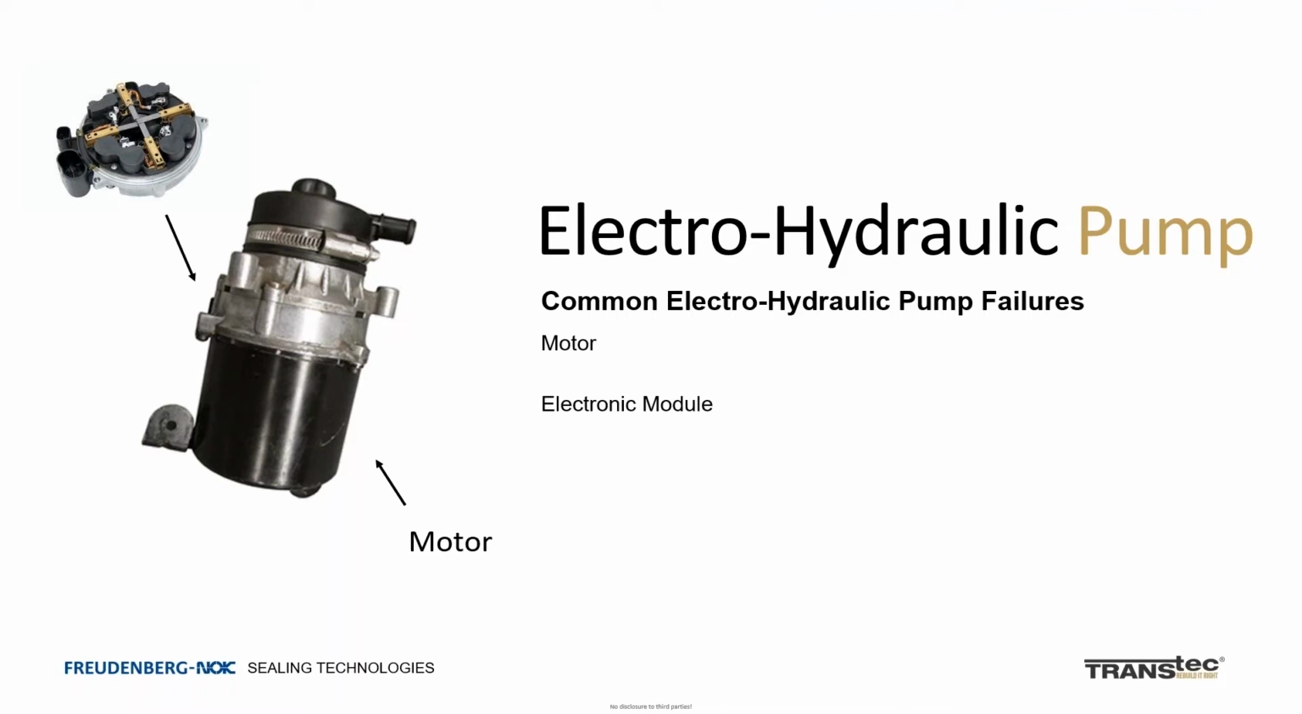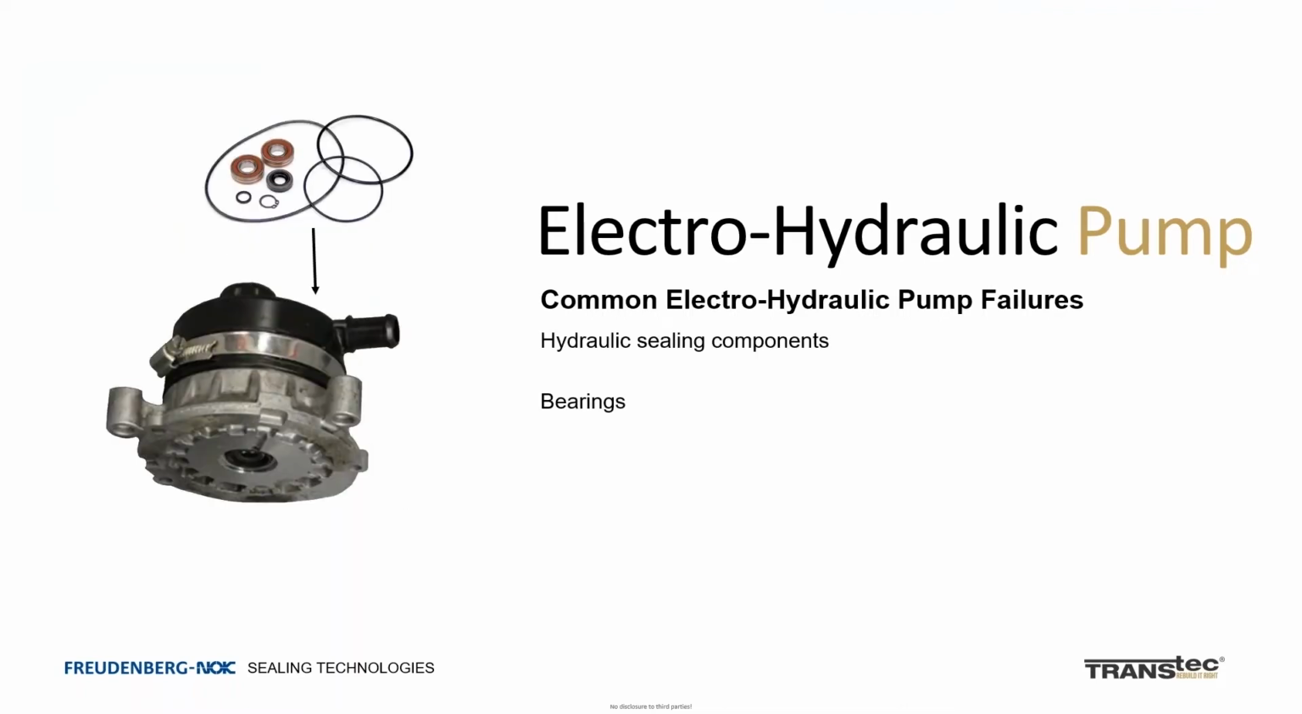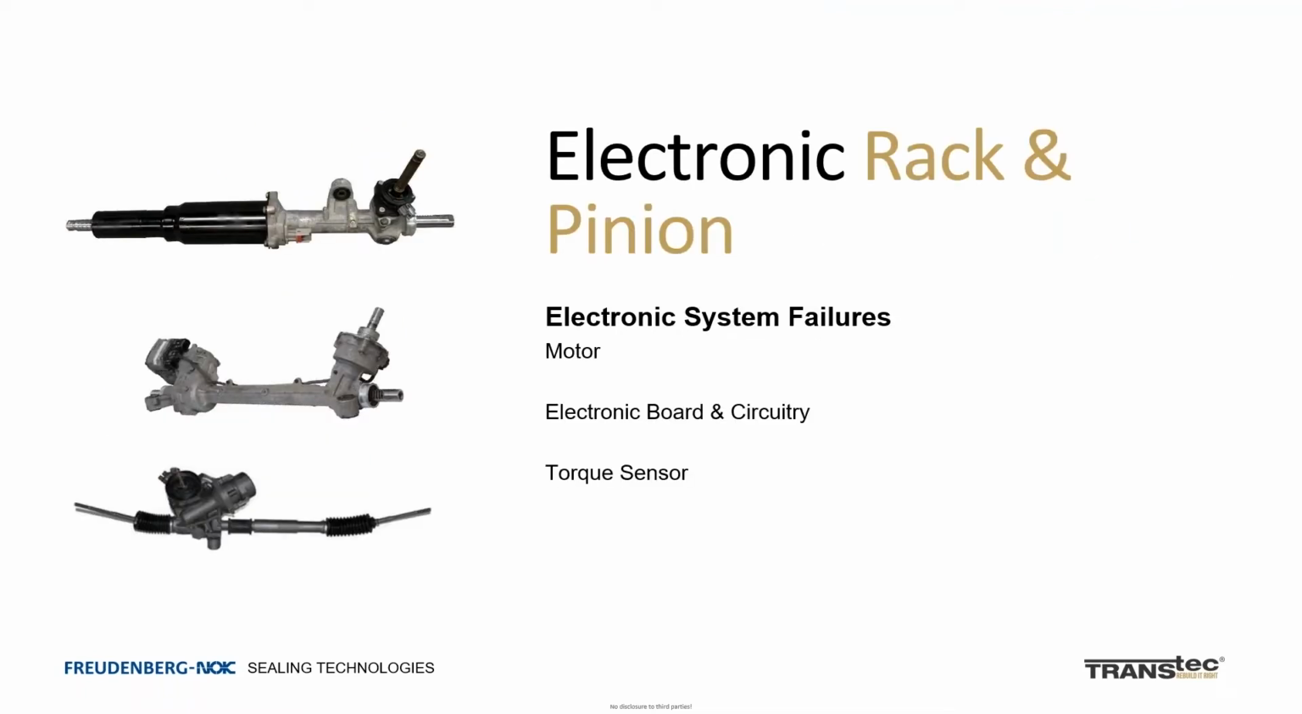Some common failures you will see include the motor and electronic module. On the hydraulic side, some common failures include bad sealing components and bearings. We wanted to call out this portion because it's a notable repair that we are seeing. The last style that we are discussing is the electronic rack and pinion. There are 3 different types of EPS racks, including pinion drive, dual pinion, and direct drive.